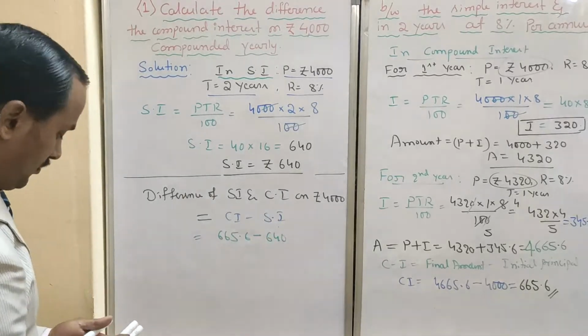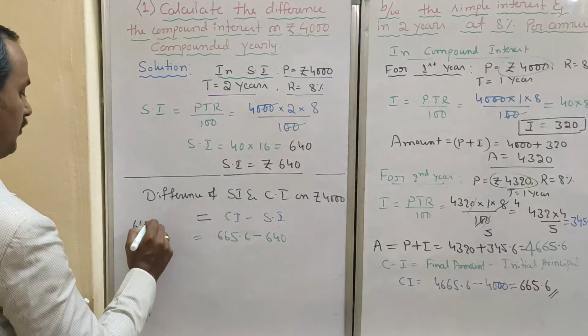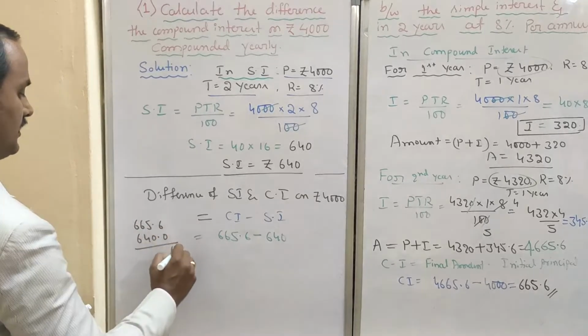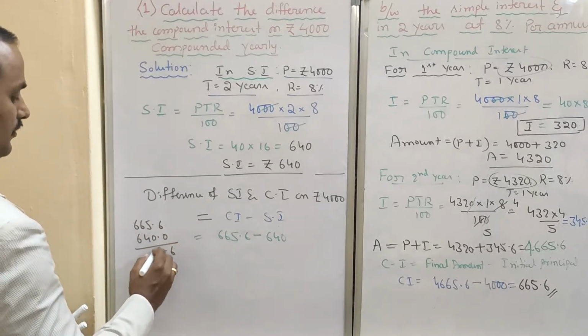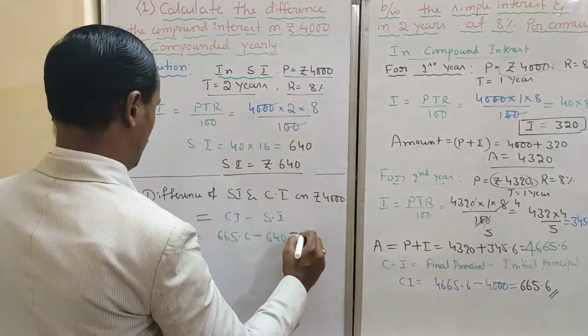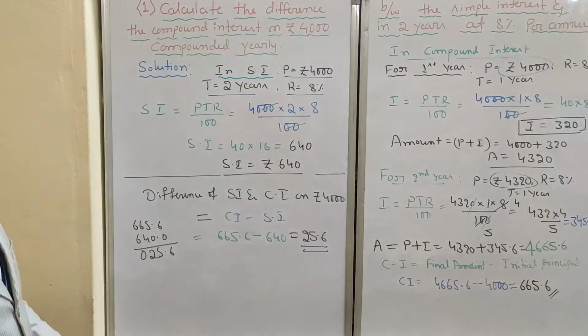The difference, how do you know that, dear children? I will show, look here, 665.6, then this one 640.0, 6.5 minus 0, 5, 6 minus 4, 2, then 0, dear children. Final answer is, the difference is 25.6 rupees. Difference.